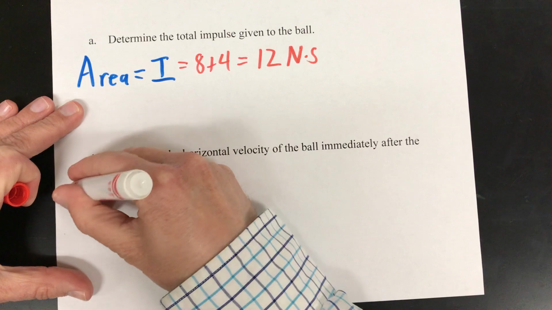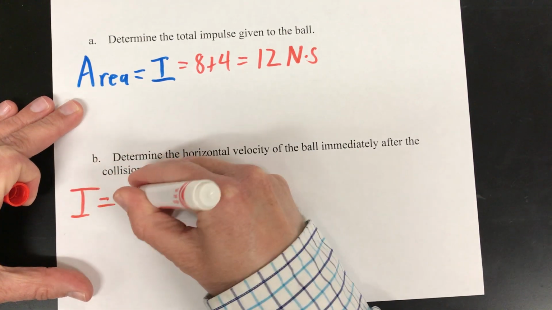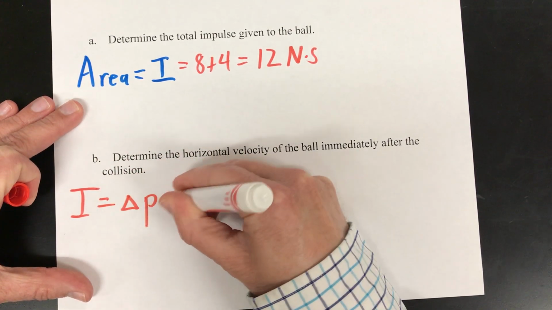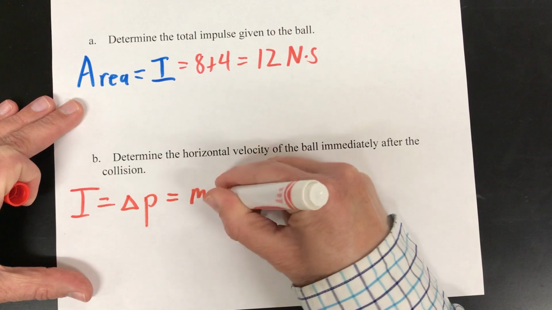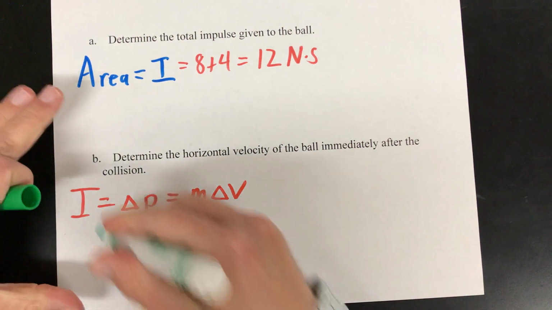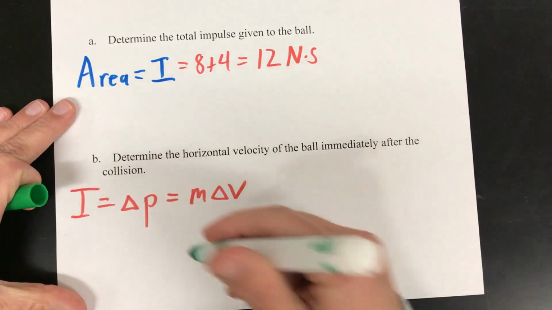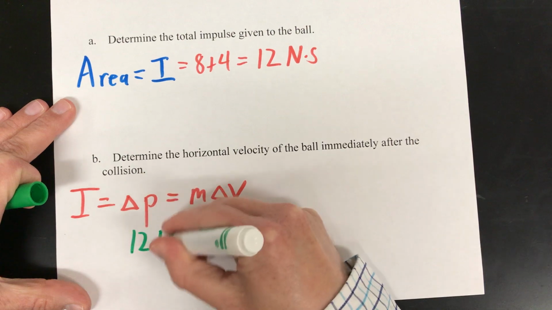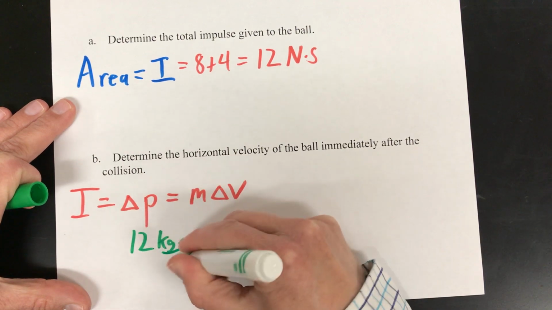Okay, next thing they say is determine the horizontal velocity of the ball immediately after the collision. So now what we need to say is that that impulse is also equal to the change in momentum, which is equal to mass times change in velocity. That is how we change the momentum. So now we can plug in here and start to solve. We already have the impulse, so we already have the change in momentum. The change in momentum is 12 kilogram meters per second.